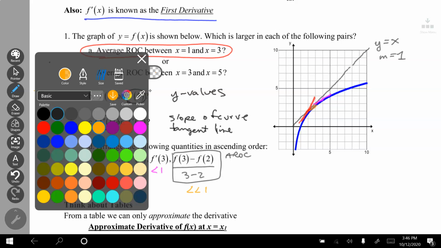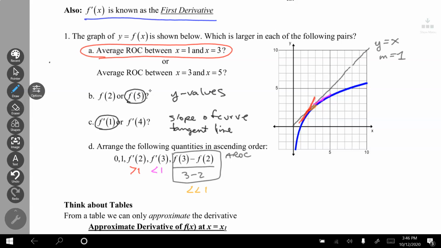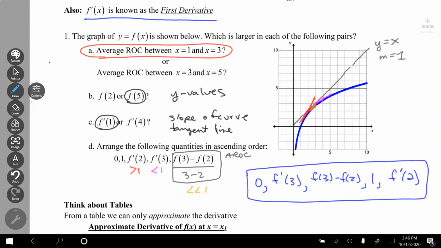So if I had to put these in order from low to high, the lowest one is definitely 0. And then f prime of 3 is less than 1. And then f of 3 minus f of 2 is a little bit less than 1. Then I have the number 1, and then I have f prime of 2. And those are going from low to high. It's hard to tell sometimes with graphs if they're very close to 1, but it's really just an approximation.